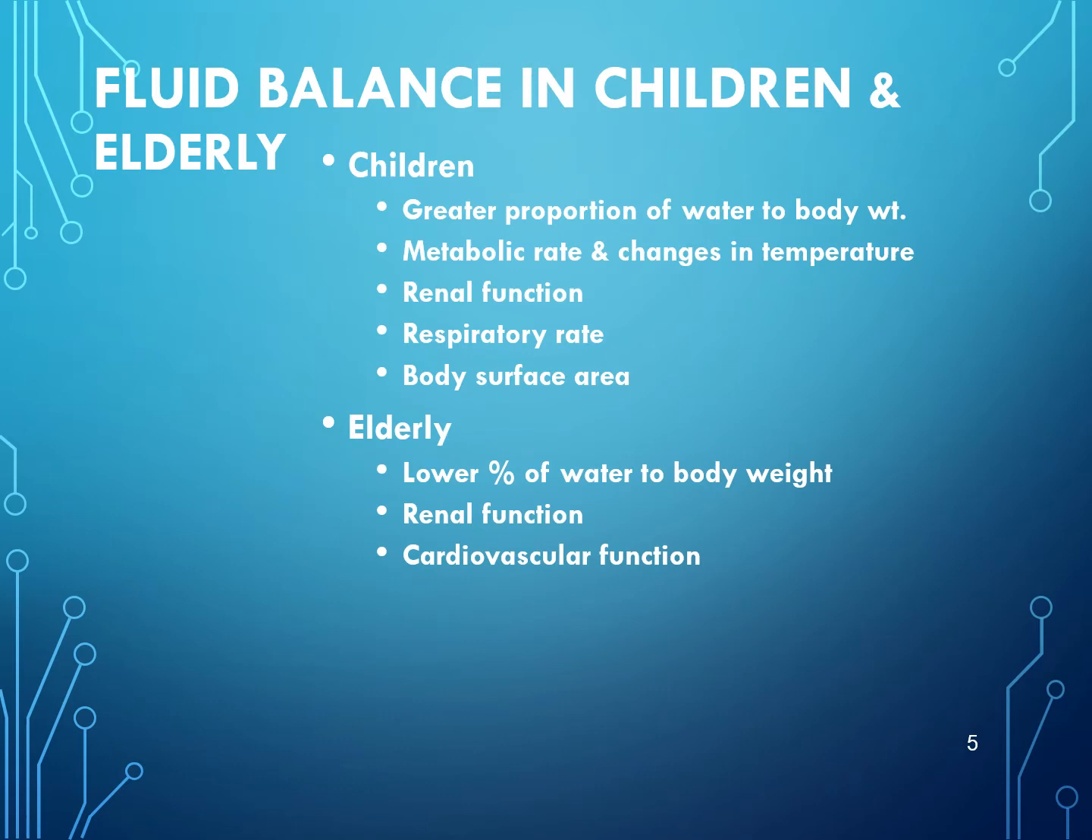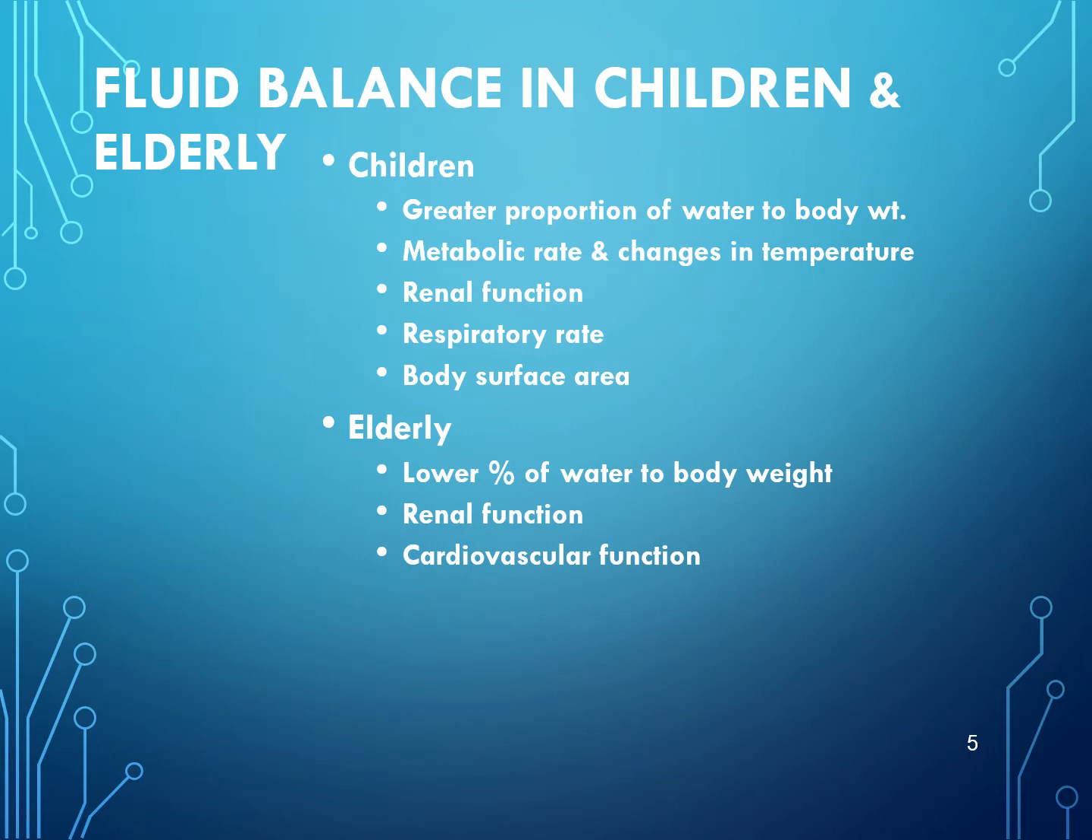Fluid balance in children and elderly. So in children, body weight is going to be the big thing with this. Infants can become depleted of fluid faster than adults for some of the following reasons. As we talked about a moment ago, they have a greater proportion of water to body weight. Their metabolic rate is greater. It's actually 2 to 3 times greater than adults, so fevers tend to be higher, and changes are more rapid in children with acute illnesses, which increases fluid loss with diaphoresis.